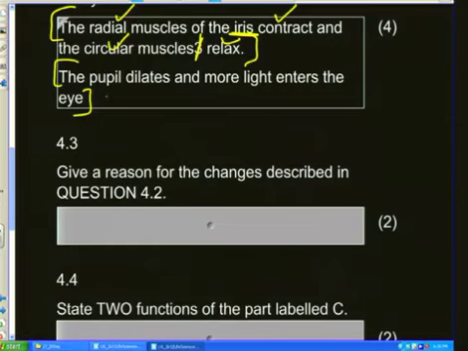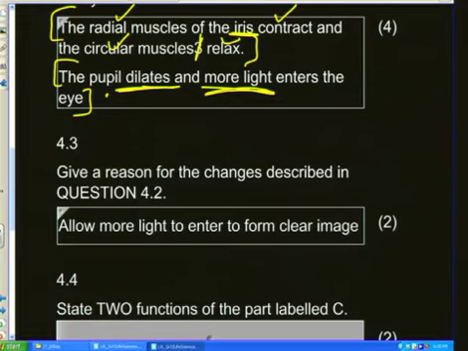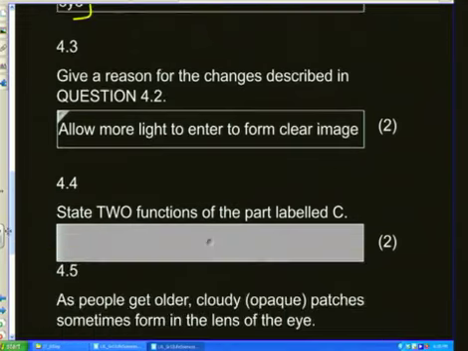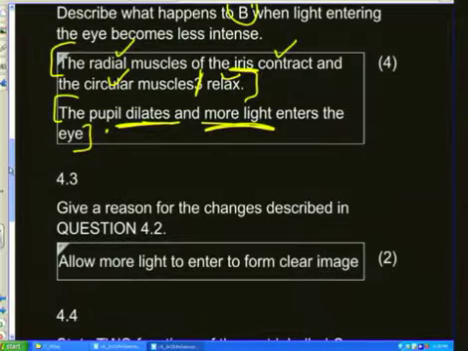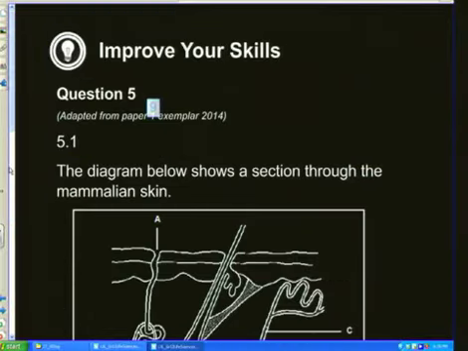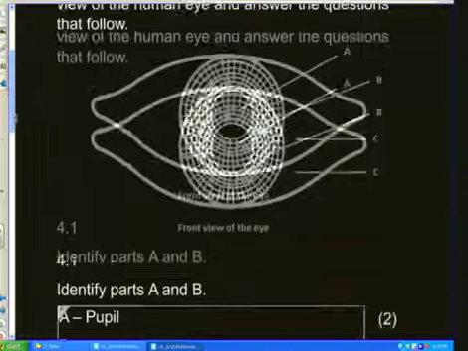You're in a dark place, so your pupil needs to dilate, and more light must enter the eye. That should be the answer there, right? Okay, allow more light to enter to form a clear image. But I would actually rather say this here, because that's going to explain what we are talking about.